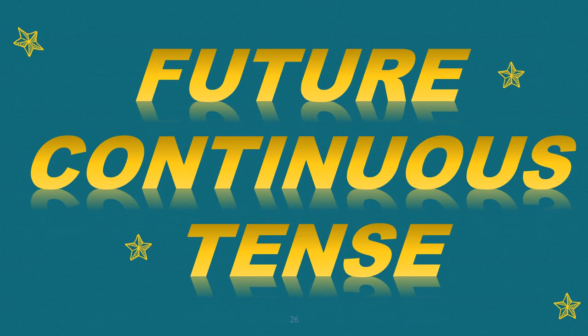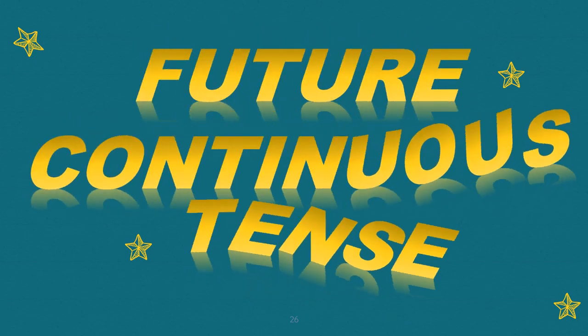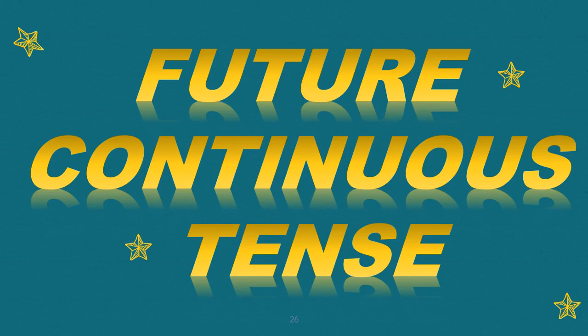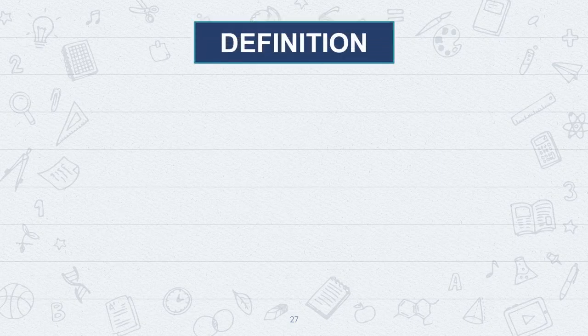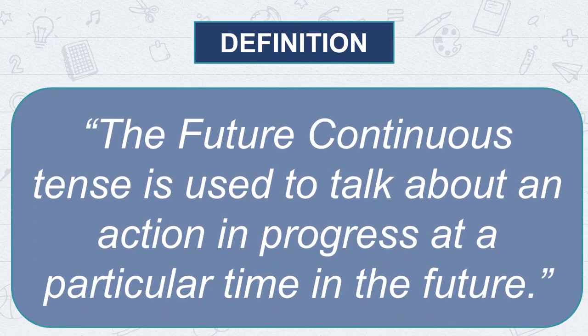Now, we shall read future continuous tense. Now let's have a look at what is future continuous tense. The future continuous tense is used to talk about an action in progress at a particular time in the future.